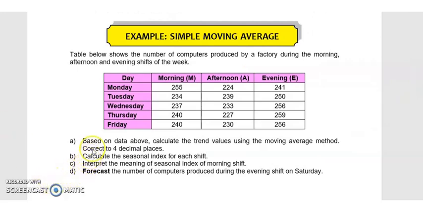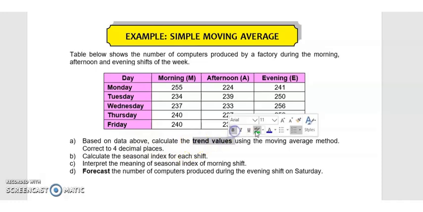Okay, look at question A. Based on the data above, calculate the trend values. So you want to calculate trend values using the moving average method. Here we need to use the simple moving average method. Correct your answer to 4 decimal places. Remember, if we use simple moving average, directly create 5 columns. You tabulate this data into 5 columns.